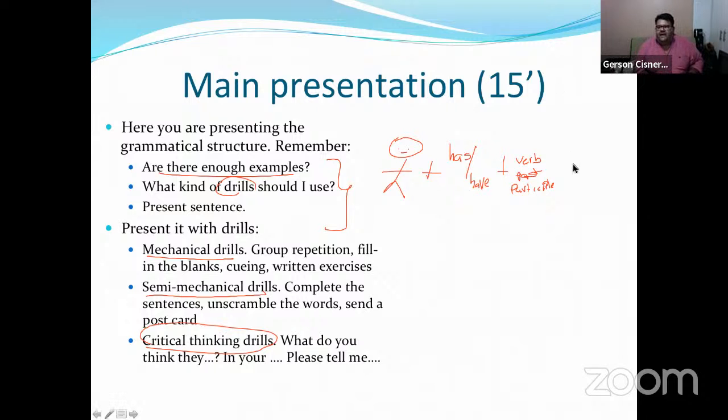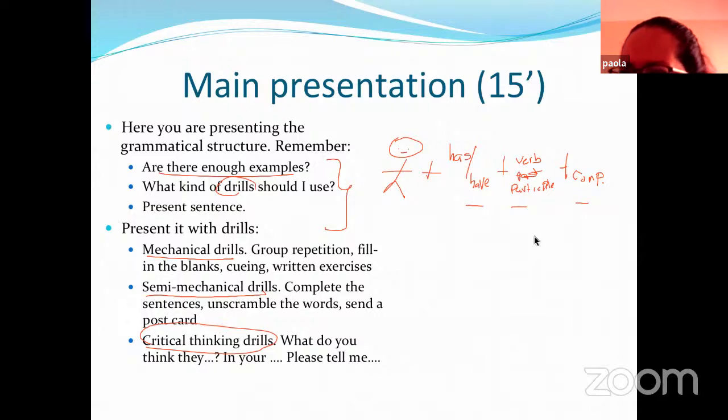Okay, so verb past participle, and then the complement. Complement, okay. Are we good like this? A mechanical drill is something like, okay, guys, and you can even assign a gesture. I, yeah, have. Paola, listened to English song. Let's see, repeat. Paola. I have listened to English song.